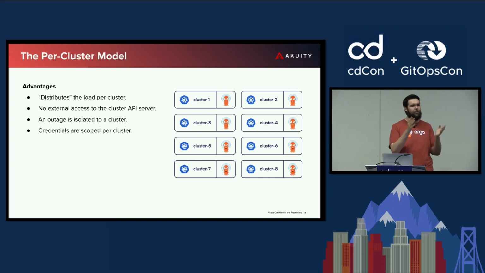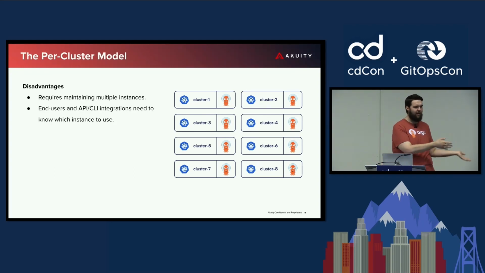And finally, the credentials that Argo CD is using are scoped to that cluster. So an Argo CD instance exists in that cluster, uses a service account, and uses the local cluster network to get to the API server. So you no longer have this central place where you're storing all of your cluster admin credentials just waiting to be compromised.